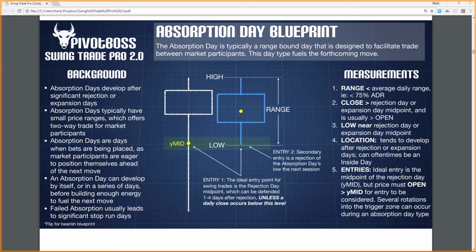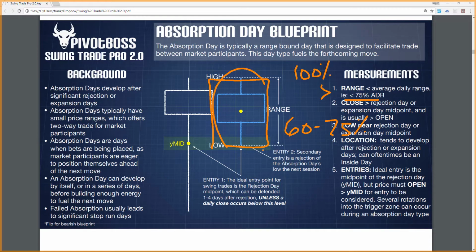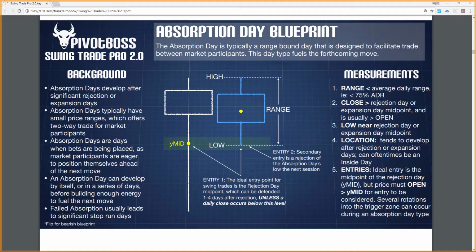Now, when we're talking about the actual measurements for this pattern, the range, again, is rather small. So if you're talking about average daily range over the last 10 days, 100% would be the average. Something around 75% or less would be about what an absorption day would look like. So say somewhere between 60 and 75% of average daily range. So it's typically a smaller day, and we can quantify that by being below 75% in most cases.